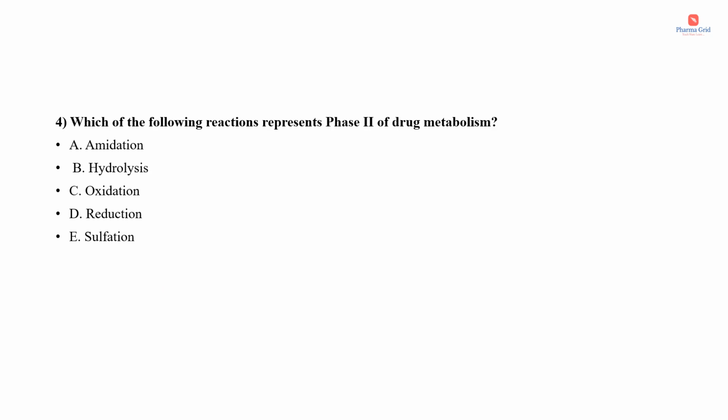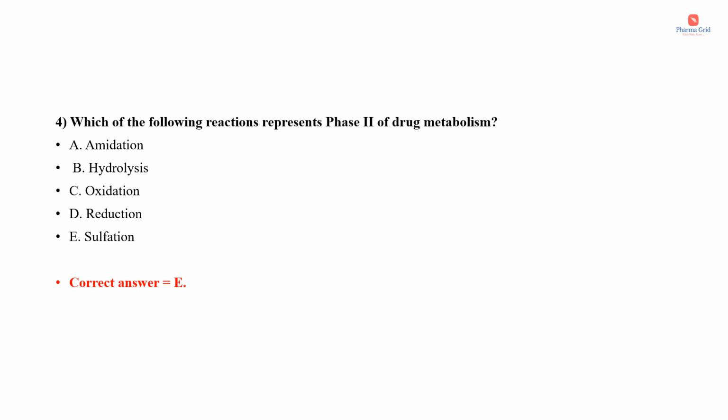Question number 4. Which of the following reactions represents phase 2 of drug metabolism? The options are amidation, hydrolysis, oxidation, reduction, sulfation. So here the correct answer is option E, that is sulfation. So these phase 2 reactions are also known as synthetic or conjugation reactions. In these phase 2 reactions, there will be coupling between the drug and an endogenous hydrophilic substrate such as glucuronic acid, sulfuric acid, etc. to create a more polar conjugate.